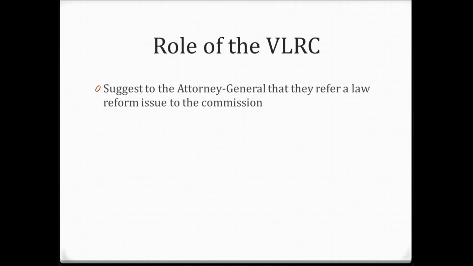It can also suggest to the Attorney General that they refer a law reform issue to the Commission. So if the VLRC thinks that there should be an area of law investigated, then they can suggest to the Attorney General that they refer that to them. Generally, they'll do that after consultation with various groups in the community.